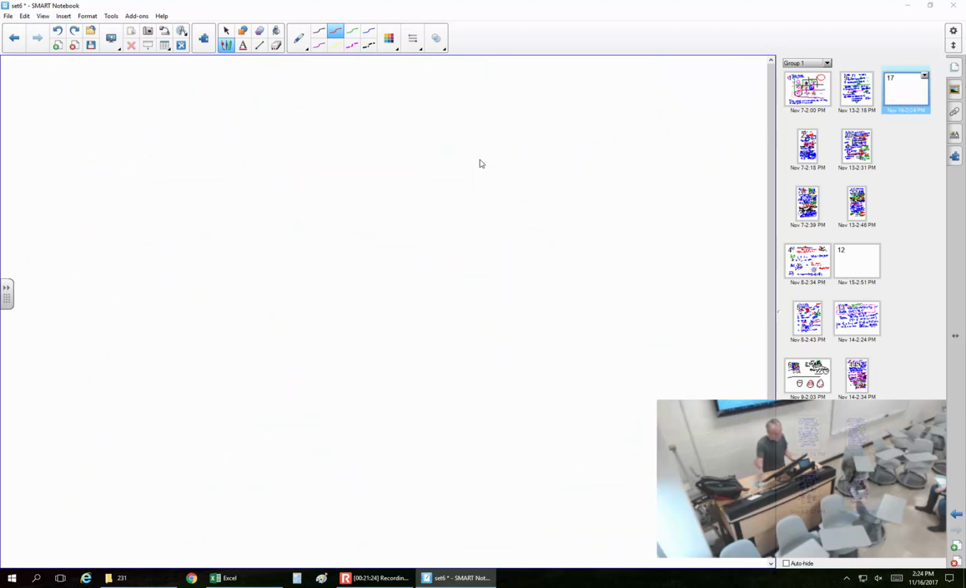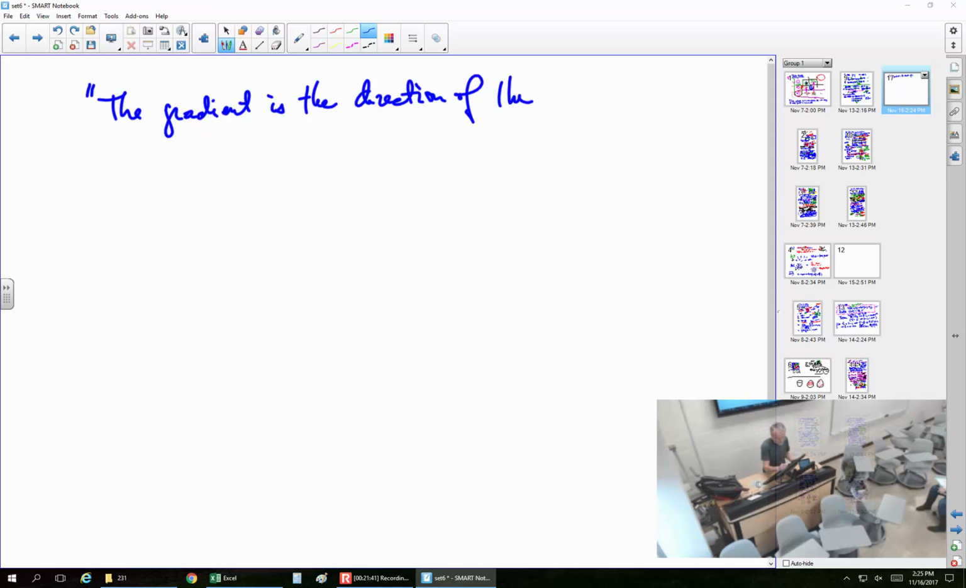So let me put it in words first. The gradient is the direction. It is a vector, so it gives the direction of the fastest growth of the function. Okay, so all good. It sounds very convincing. We have seen all the examples. They suggest exactly this fact.